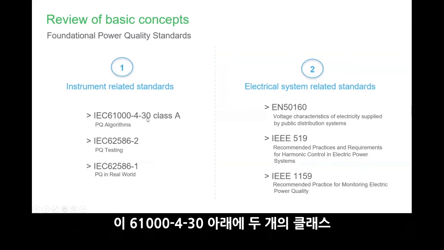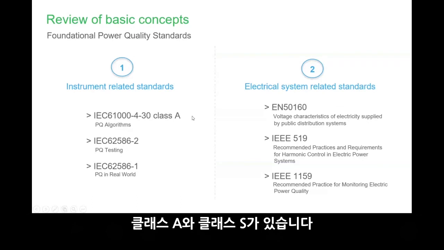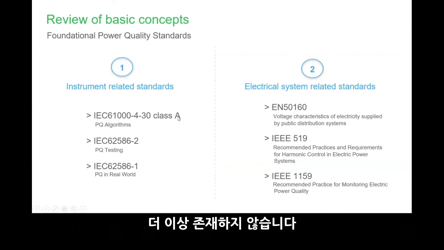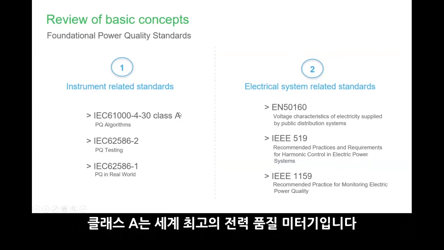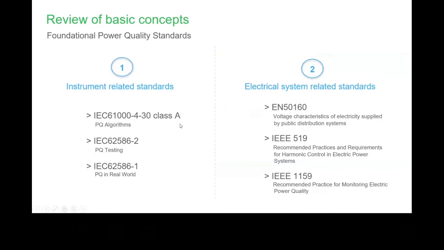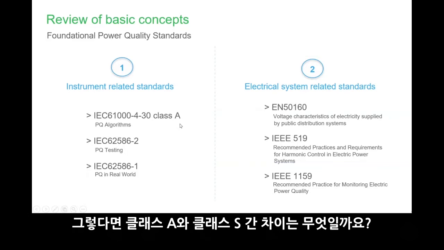Under this 61000-4-30, there are 2 types of classes, Class A and Class S. If you still hear people saying Class B, B is obsolete. It no longer exists anymore. Class A is the highest class of power quality meter you can have in the world. Class S is meant for survey and statistics.